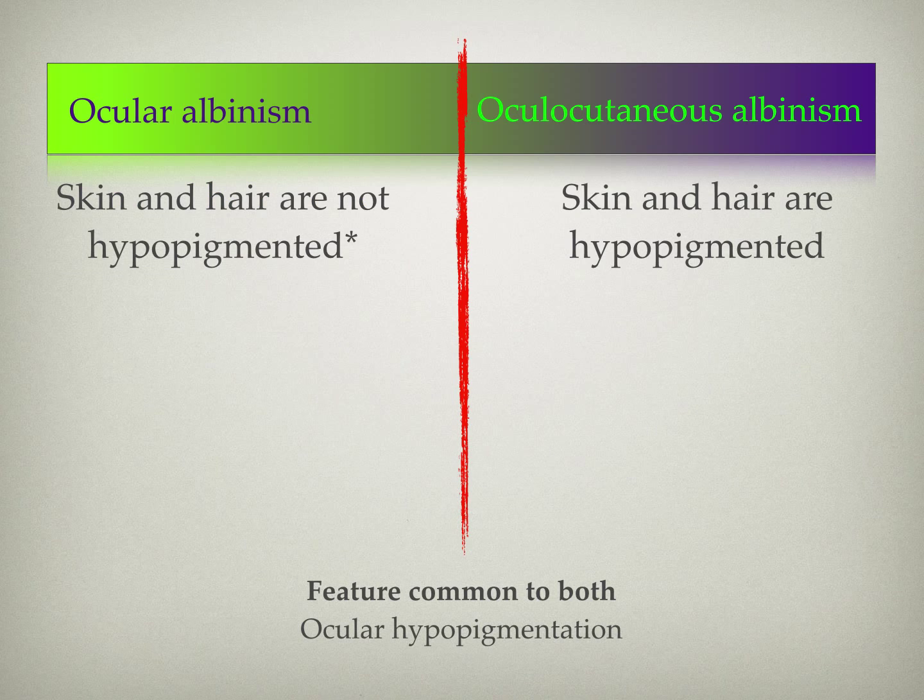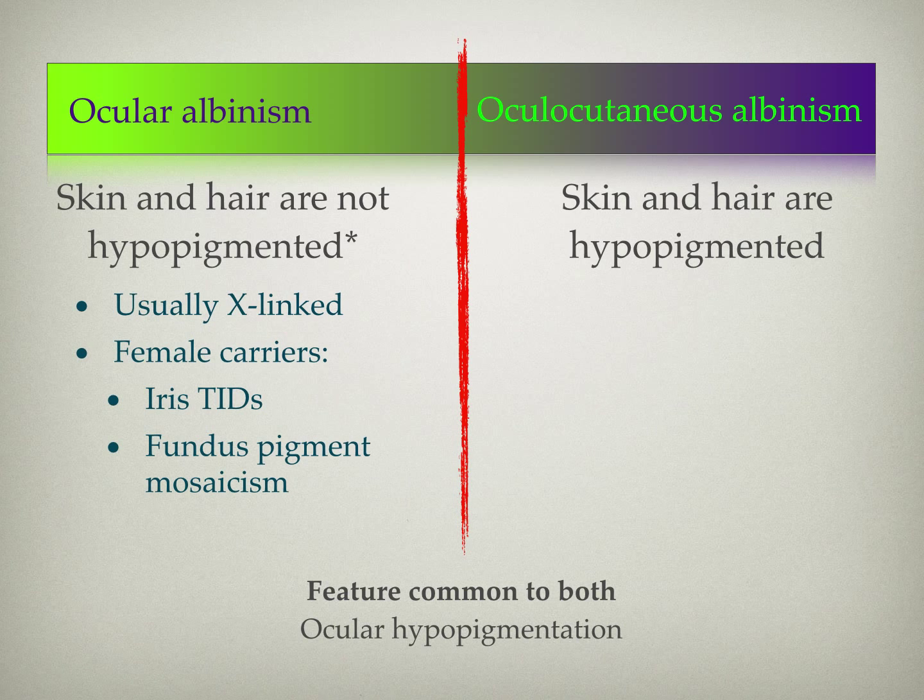That's a really old animation. Then you could break up albinism into ocular versus oculocutaneous, right? The reason I put the asterisk there, I believe, is because even though the skin and hair have normal pigmentation, when you look at their pathology, if you look at them under the microscope, they actually are a little bit decreased. And these are usually X-linked. This is kind of variably tested. And then female carriers have these iris transillumination defects, and then they get this kind of pigment mosaicism, so these gray patches out in their retina.